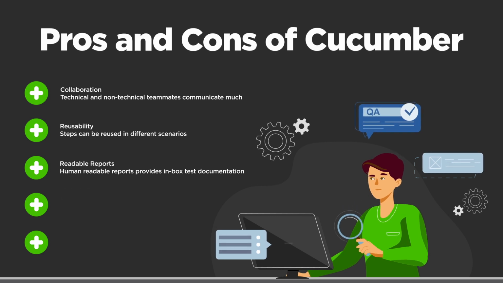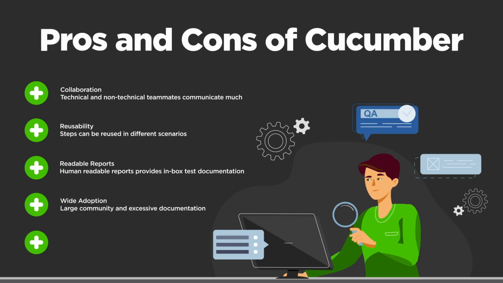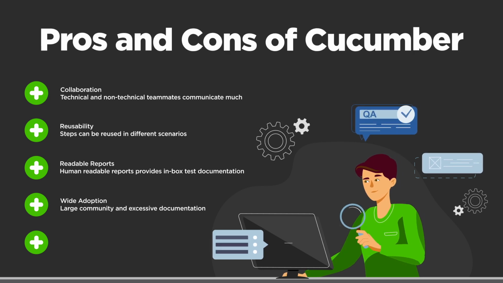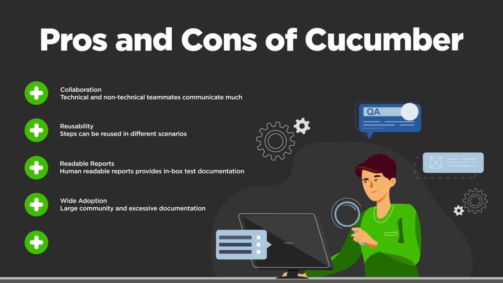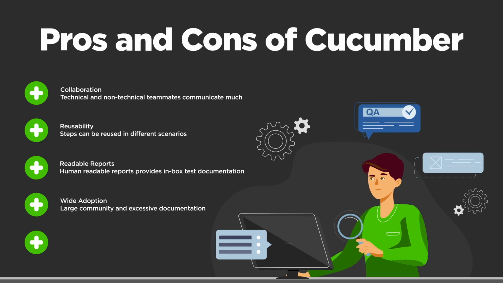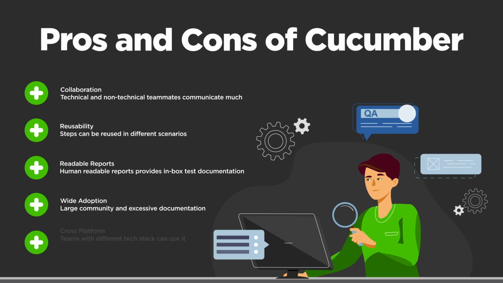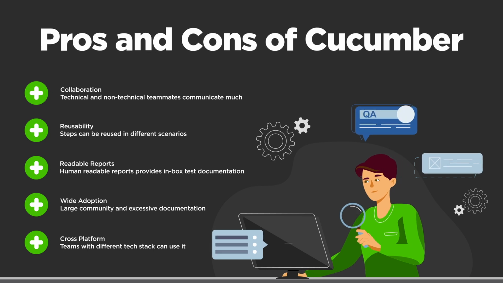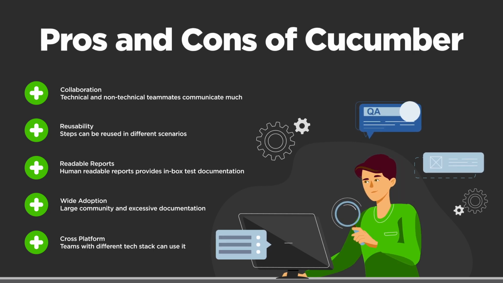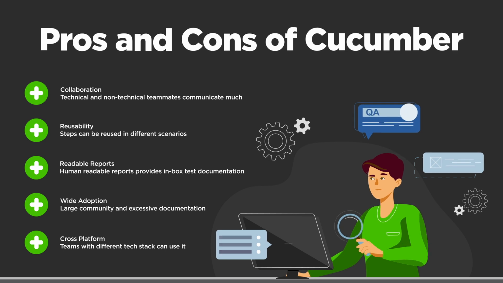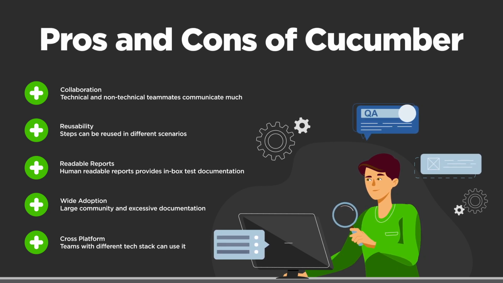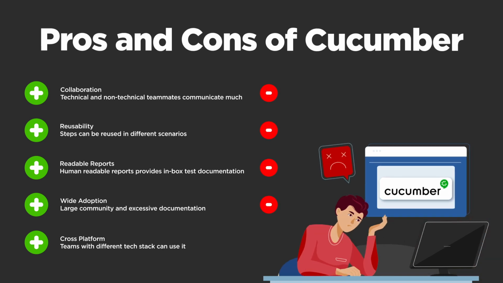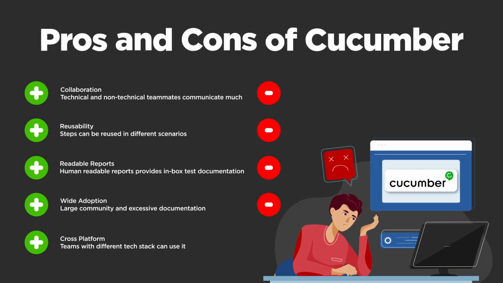Also, Cucumber has wide adoption. Cucumber has a large user community and extensive documentation, making it easier to find solutions to common problems. Finally, Cucumber is cross-platform. It supports multiple programming languages, allowing teams to use it across different tech stacks. Let's switch to the disadvantages of Cucumber.